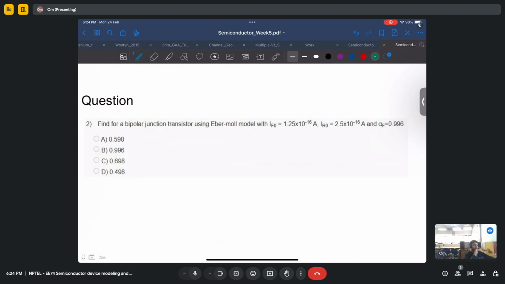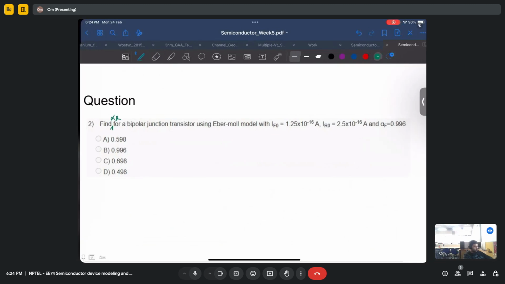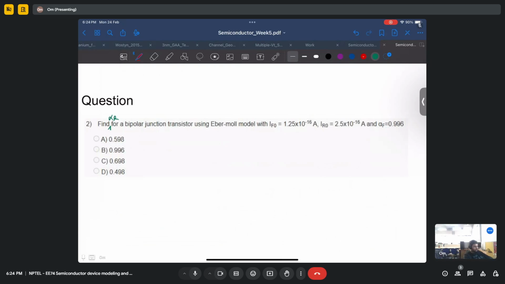Okay, so let us attempt this question. We have to find alpha R for a bipolar junction transistor using the Ebers-Moll model, with I_F0 given, I_R0 given, and alpha F given. We have seen earlier in the Ebers-Moll model, alpha F times I_F0 is alpha R times I_R0. So using this, we can find alpha R is alpha F times I_F0 upon I_R0. This means substitute the values.